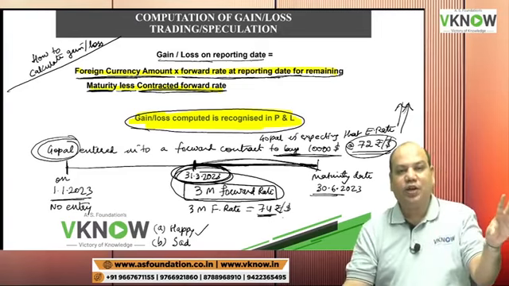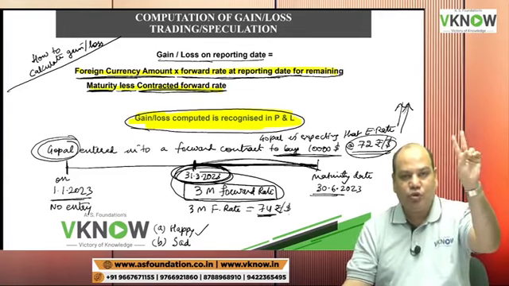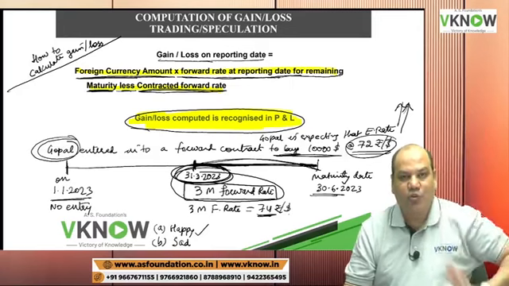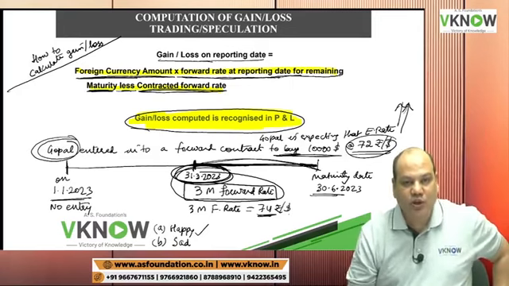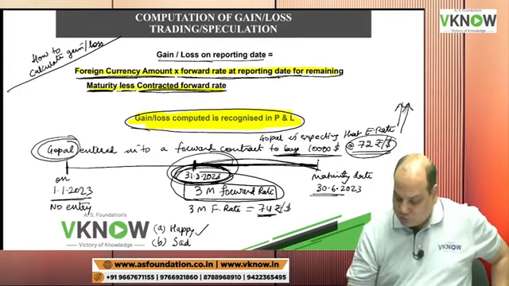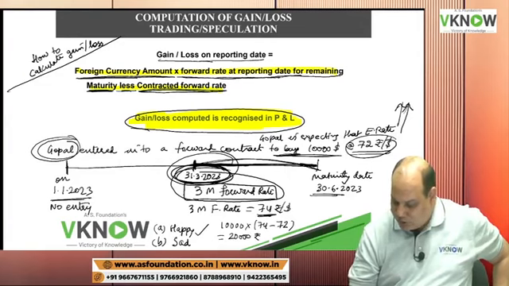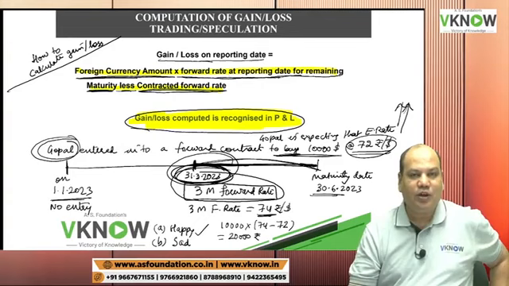From the market condition, it appears the rate has started going up. So 2 rupees potential gain to Gopal. So on 31st March, Gopal will recognize 10,000 into 74 minus 72, 20,000 rupees gain. 20,000 rupees gain will be recognized.